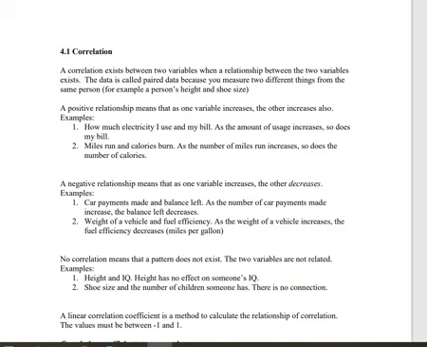A negative relationship means that as one variable increases, the other decreases. One goes up and one goes down. Car payments made and balance left. As the number of car payments made increases, the balance left decreases. The weight of a vehicle and fuel efficiency. As the weight of a vehicle increases, the fuel efficiency decreases. That means how many miles per gallon you get. Bigger cars get worse gas mileage.